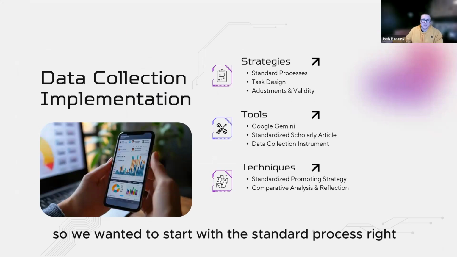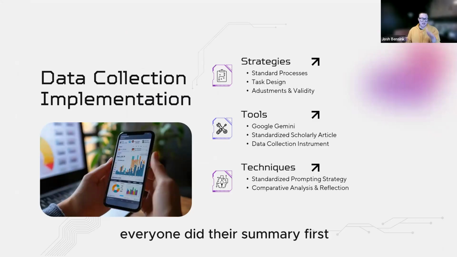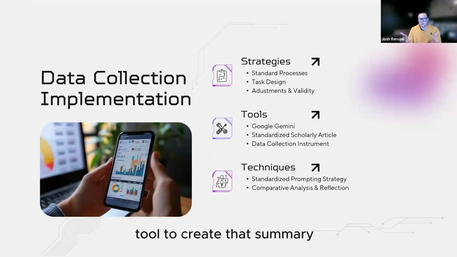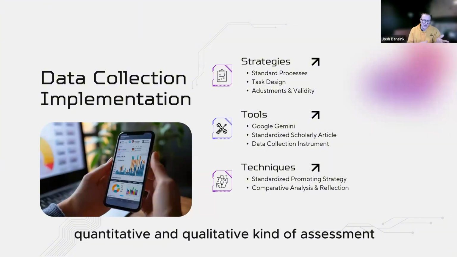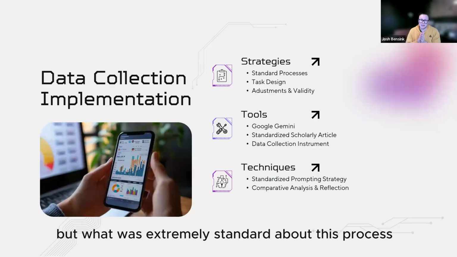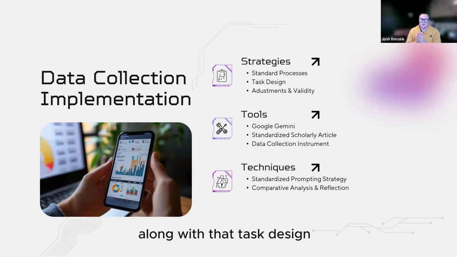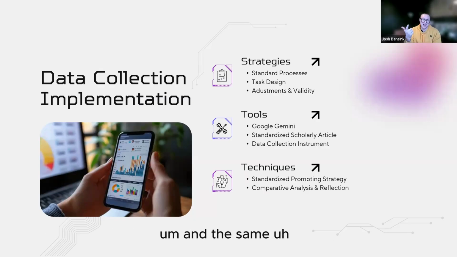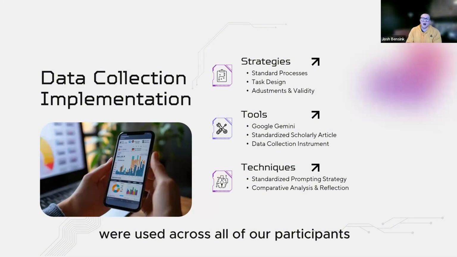So we wanted to start with the standard process, right? Everyone did their summary first, then engaged with the Google Gemini tool to create the summary, and then did their quantitative and qualitative assessment. But what was extremely standard about this process was that we asked every single student to use the same tool and the same academic article. You can see one step below, Google Gemini and the same academic article were used across all of our participants for this study and this intervention.